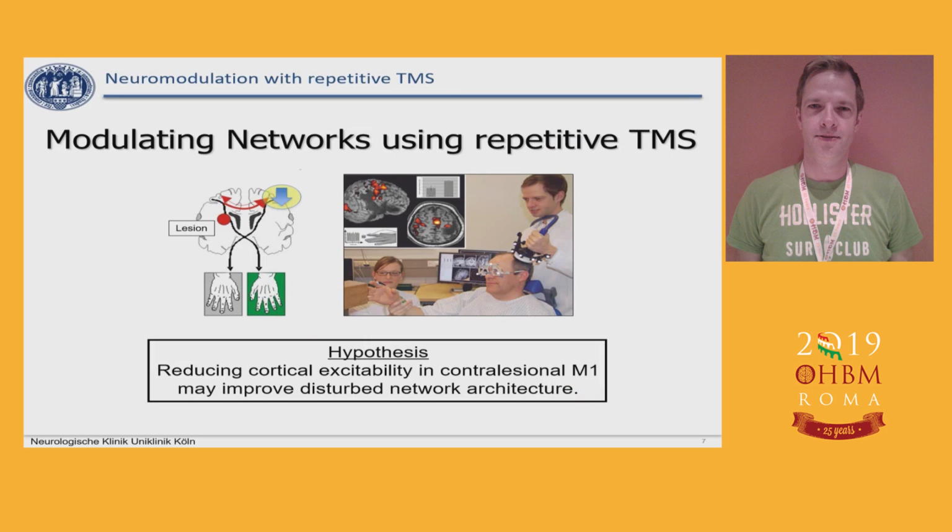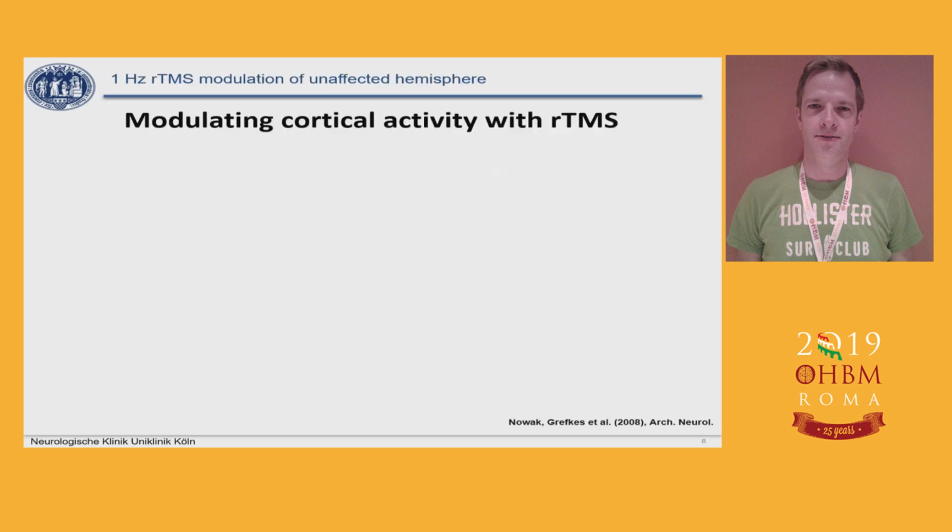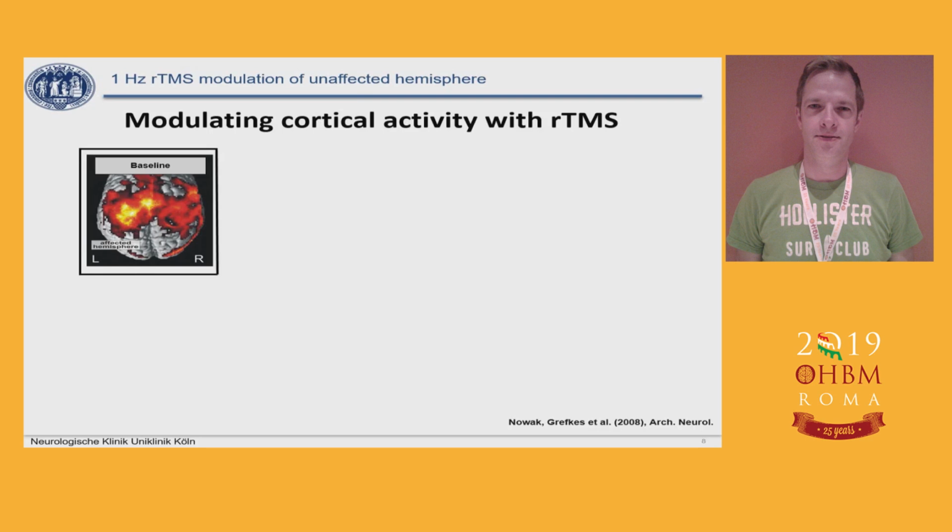For example, in a low frequency protocol, which usually decreases excitability. And we have used this in combination with imaging in order to see what happens if you apply this in stroke patients. So we again scanned patients and then applied repetitive TMS at 1 Hertz, either over the contralesional, or healthy, motor cortex or the vertex, the control condition.